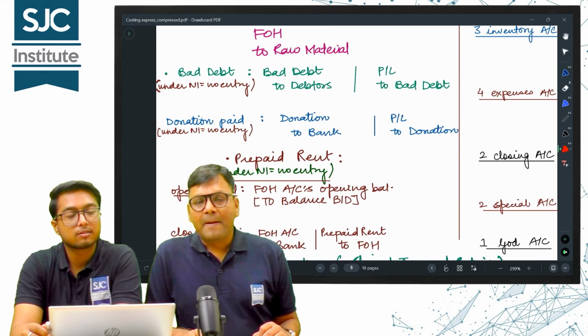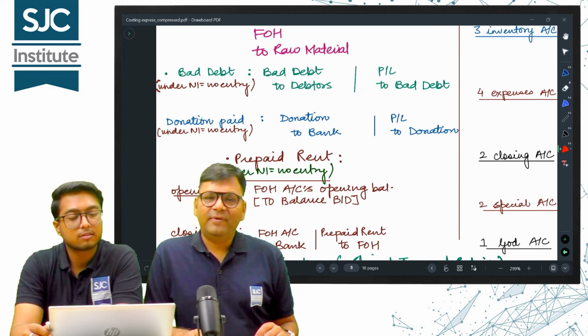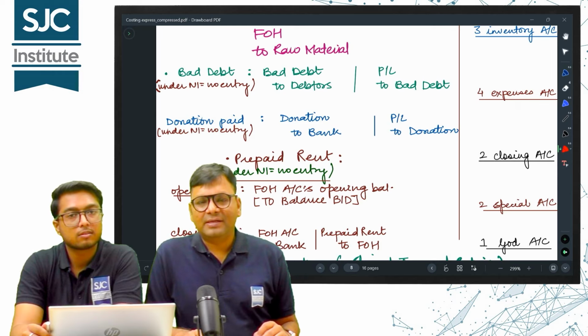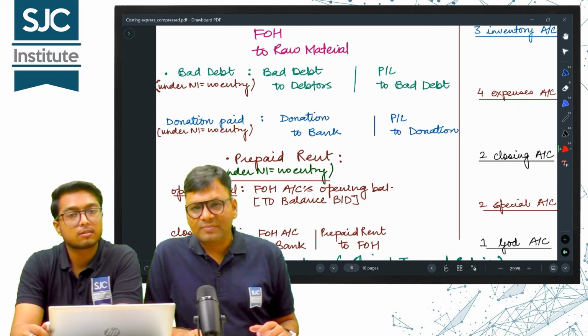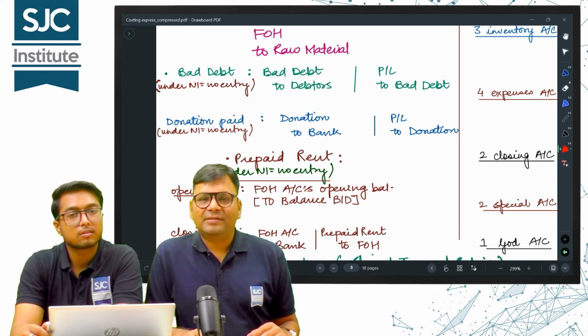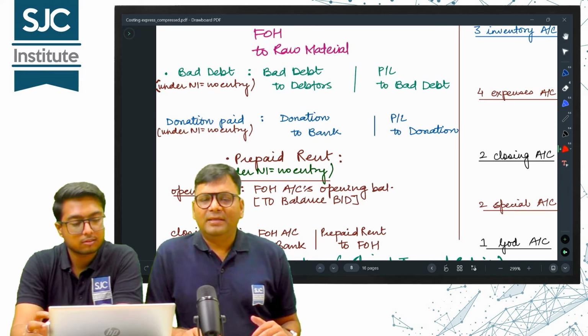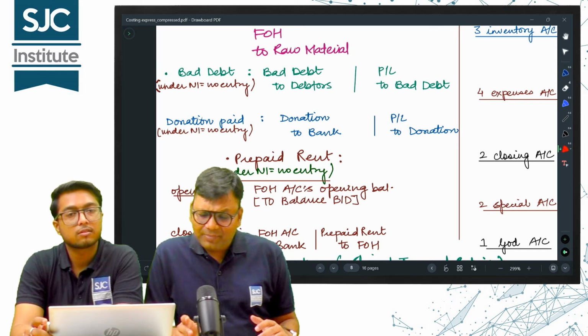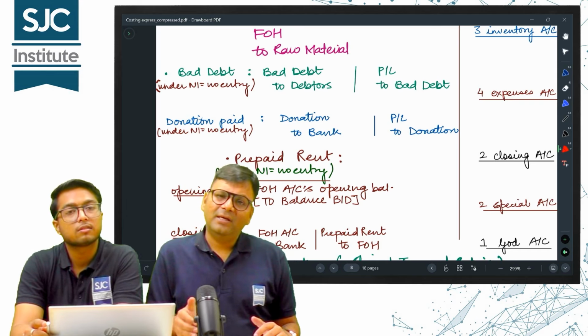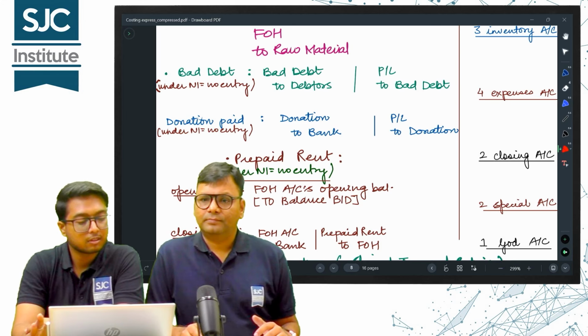Bad debts. In financial accounting, we pass entry as bad debt to debtors and then PL to bad debt. Under non-integrated, there is no entry for this because these all are adjusted through GLC. It does not affect any internal control account, but under integrated accounting, there will be entry for this.